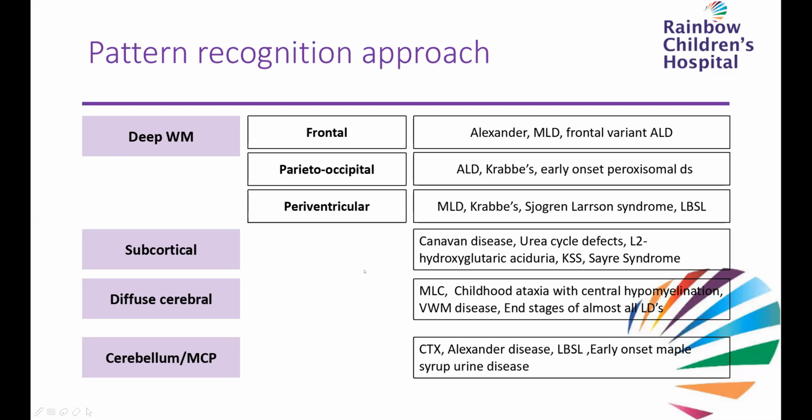Subcortical involvement classically is seen in Canavan's disease and sometimes in L2 hydroxyglutaric aciduria, Kearns-Sayre syndrome. Diffuse cerebral involvement can be seen in end stages of almost all leukodystrophies. Other disorders include metachromatic leukoencephalopathy with subcortical cysts, vanishing white matter disease, or childhood ataxia with central hypomyelination. Predominant cerebellar involvement can be seen in cerebrotendinous xanthomatosis, Alexander disease. Even dentate involvement we can also see in Krabbe's.